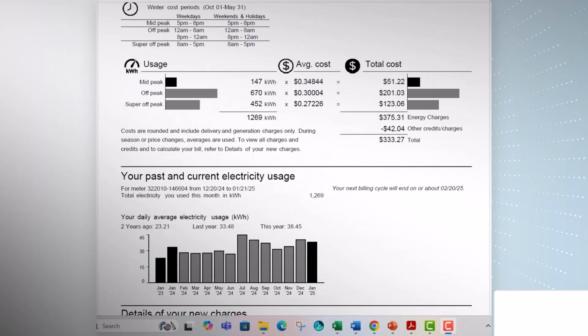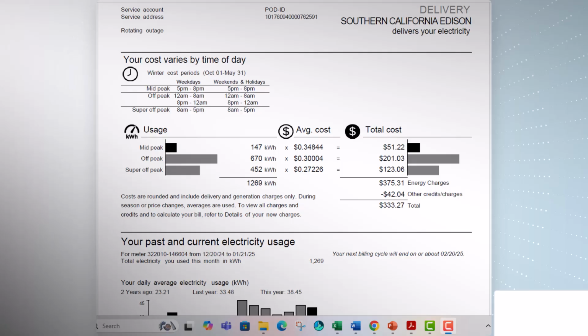Now, what are the kilowatt hours that we're going to use? That's on this sheet right here. We're going to input into our data for the month of January that this facility used 1,269 kilowatt hours. So that's our data that we're going to use.